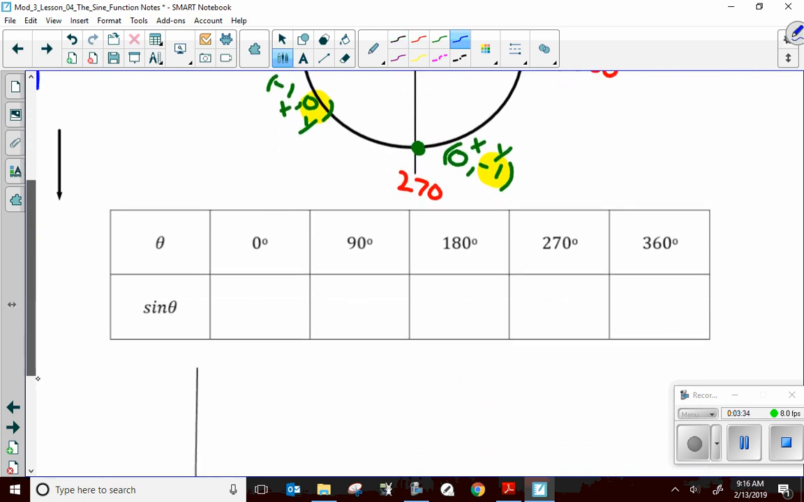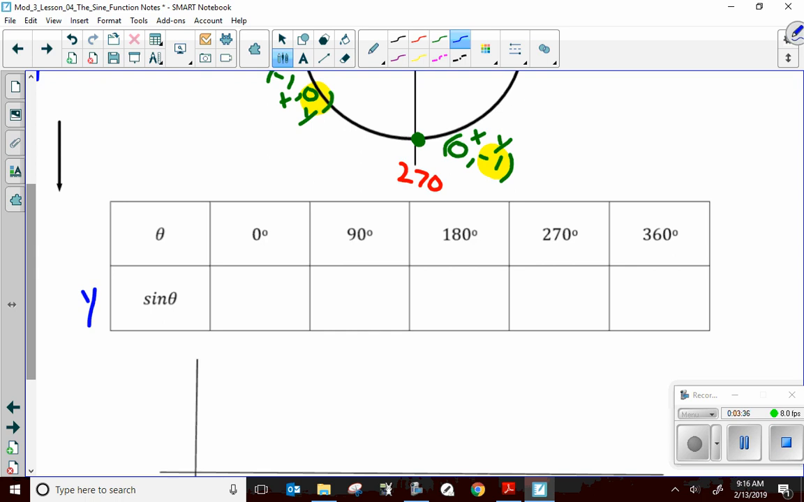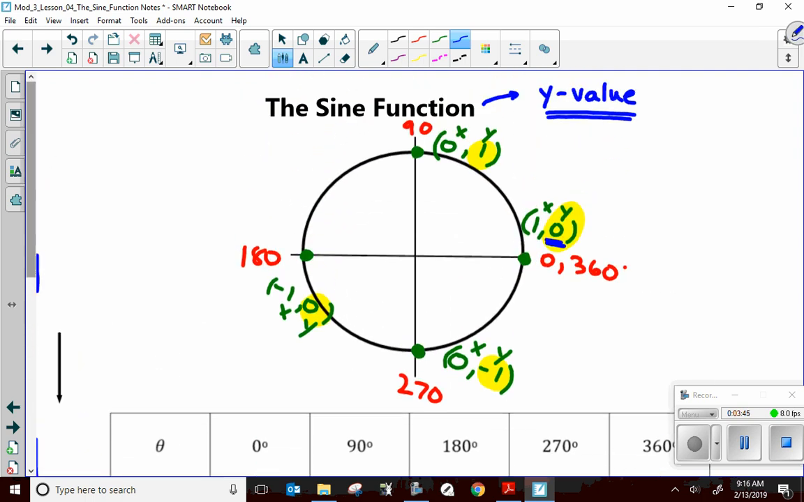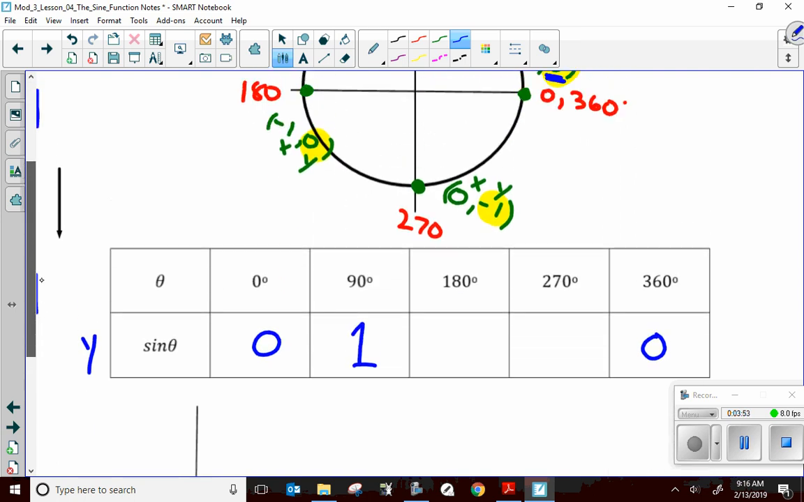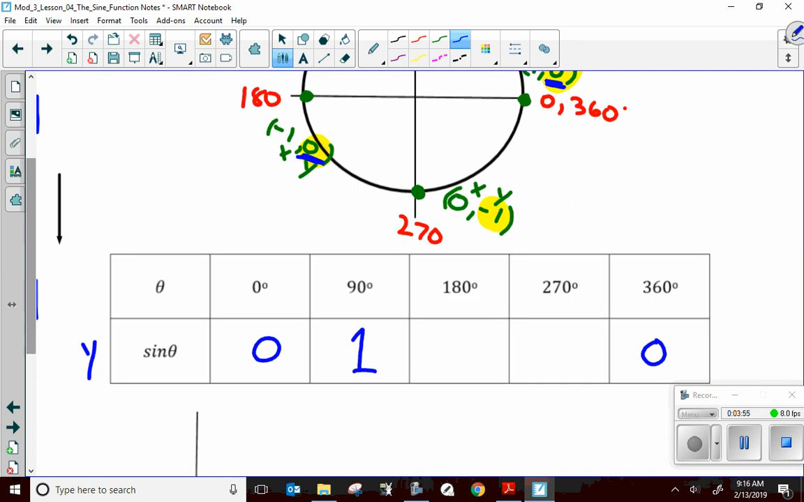So I come down here. The sine, that's the y coordinate. The sine of 0 is 0. The sine of 360 is 0. Let's look at the sine of 90. The sine of 90 is 1. So I come down here. The sine of 90 is 1. The sine of 180 is 0. And the sine of 270 is -1.